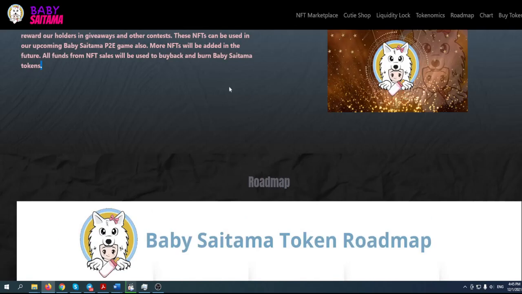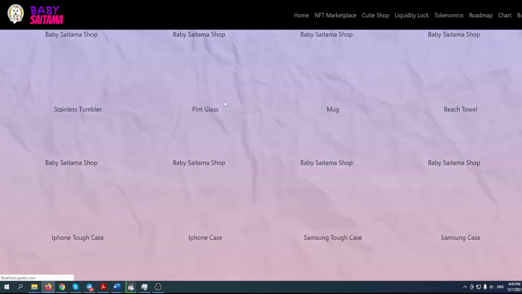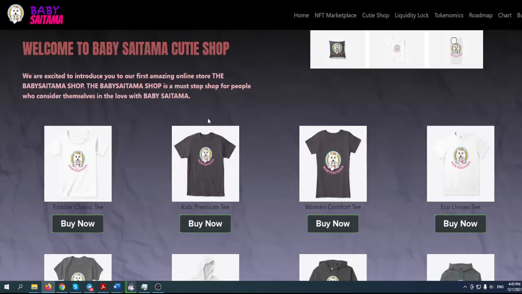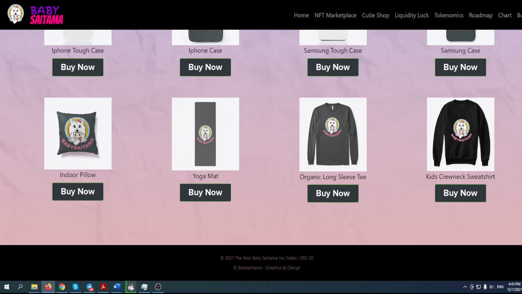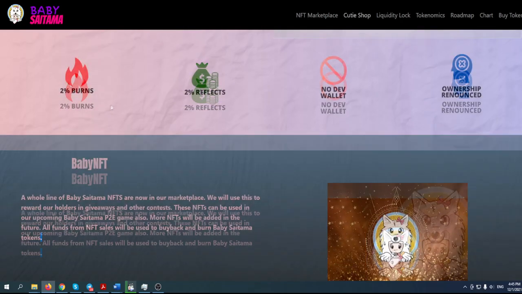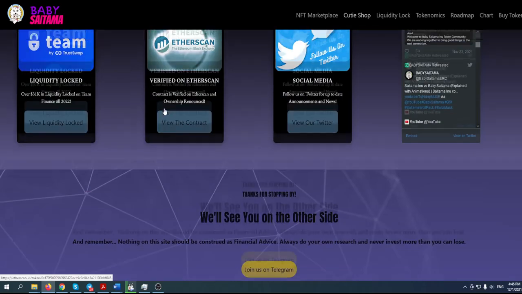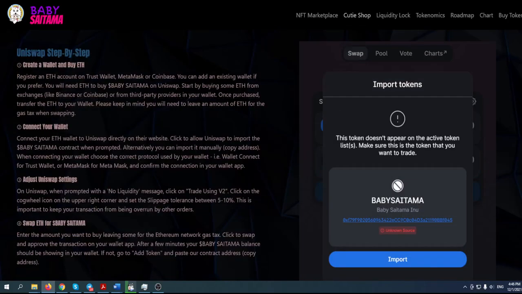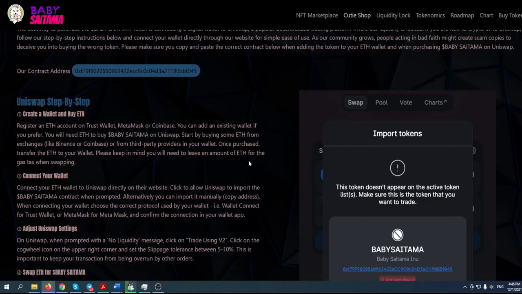They also have their cutie shop. You can find it by clicking on the link here. It's very interesting, I have to say. So glasses, hoodies, right? Tees, things like that, sweatshirts, but it's not really important for us. What is important is what's going to happen with the price. Like I said, according to all of this information, I think that I'm a little bit optimistic about this coin. So it's verified on Etherscan, which is of course very important.